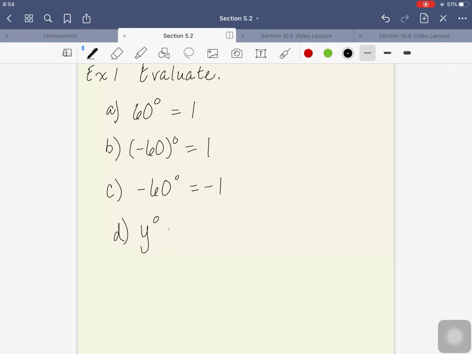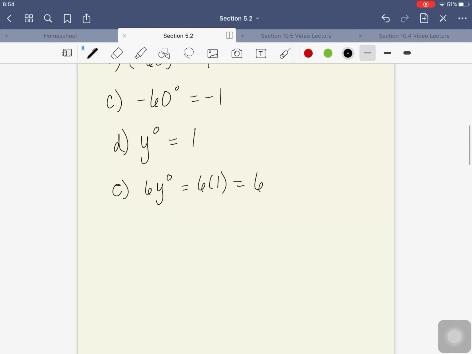y to the zero power is 1. 6y to the zero power, the exponent only applies to the y, so you'd carry the 6 over into your answer, and 6 times 1 is 6. All right, the quantity 6y to the zero power is 1.